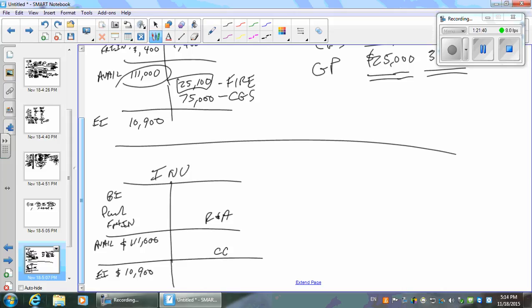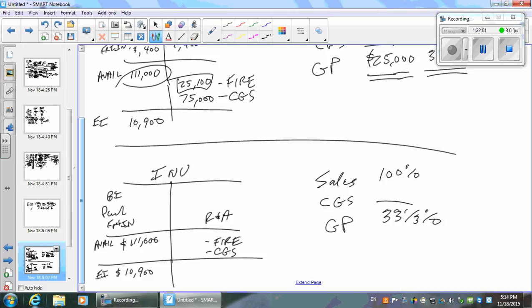If I knew my cost of goods sold, I could calculate my fire loss. You guys agree with that? Only this time, what's the deal? Sales, cost of goods sold, gross profit. Now, sales are 100% of themselves, and the gross profit is 33.33% of the sales. See the difference? So what's cost of goods sold? 66.67%. True? What do I know? The sales is 100,000, right, guys? So what's 2/3 of it?